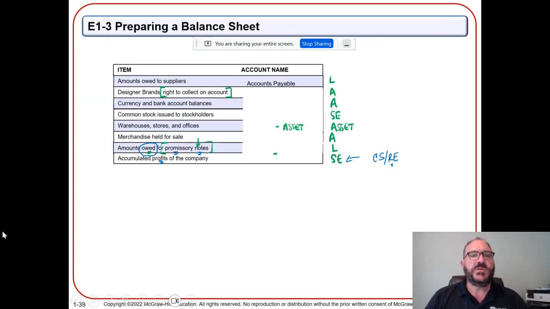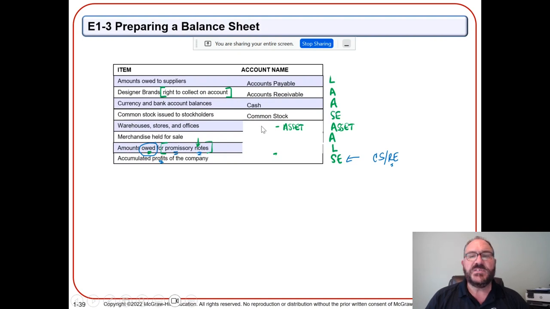All right. So the first one, amounts owed to suppliers. We said that was accounts payable and it's a liability. Designer Brands' right to collect on account, accounts receivable, it's an asset. And by the way, by putting these over here, now we know how to put them together. Currency and cash account balances, that's cash, that's an asset. Common stock issued to stockholders, that means they paid for it. That's common stock, that's stockholders' equity.